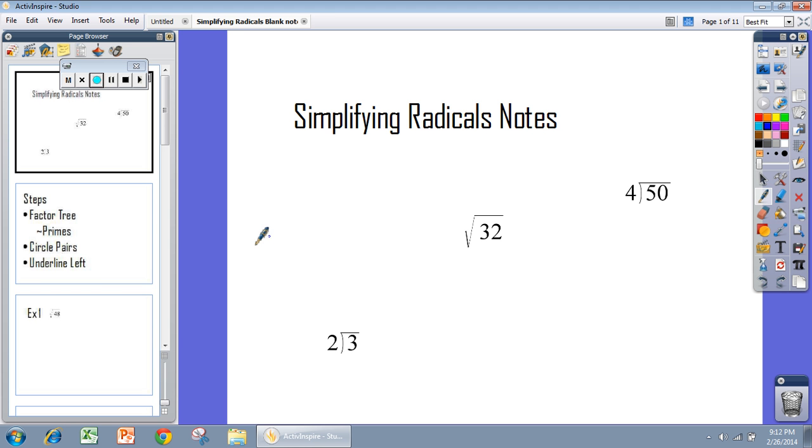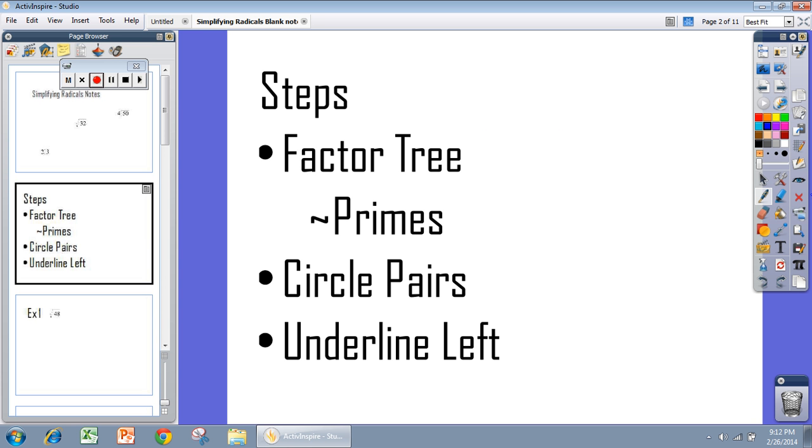Alright, so the way I like to do this is I make a factor tree. And with that factor tree, I prefer to use prime numbers. It just makes it easier. Now, do you remember what a prime number is? A prime number is a number whose only factor is 1 and itself. Alright, so go ahead, write these steps down.